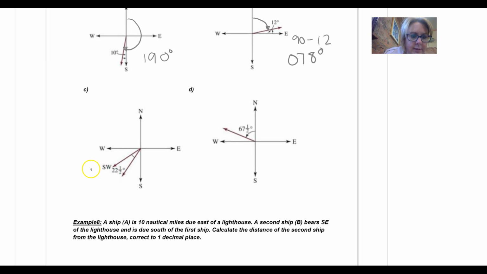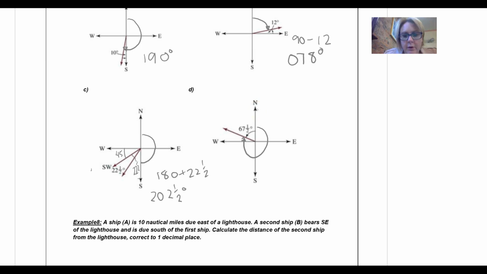Southwest is 45 here, because it's halfway between south and west. So I've gone 22.5 here, because that's got to be 45 as well. So I've gone 90, 180, plus 22.5. So my bearing is 202.5 degrees.